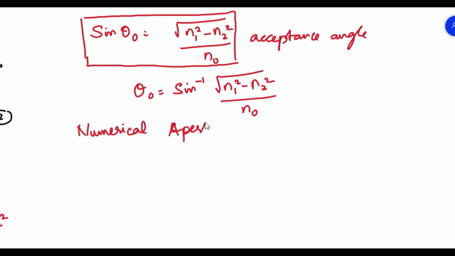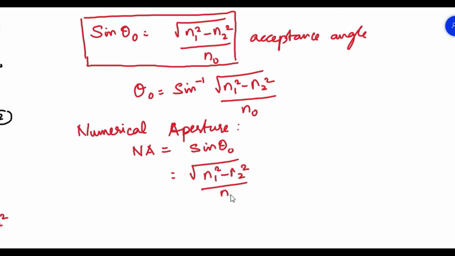The another parameter which we already said is the numerical aperture. This decides the light gathering capacity of the fiber. The equation is also very simple. The notation is NA, which is equal to sine theta naught, which we have already calculated above. So sine theta naught or root of n1 squared minus n2 squared by n naught. So once again, if we know the refractive index of core and cladding, numerical aperture can also be calculated very easily.